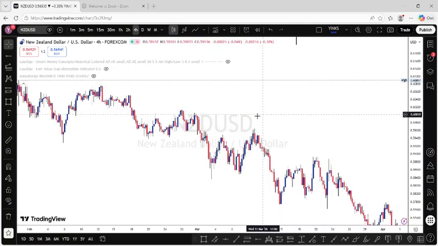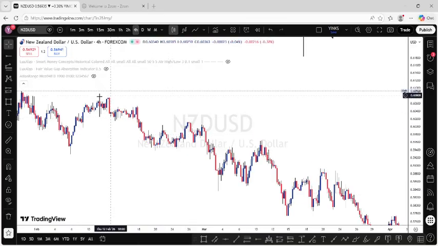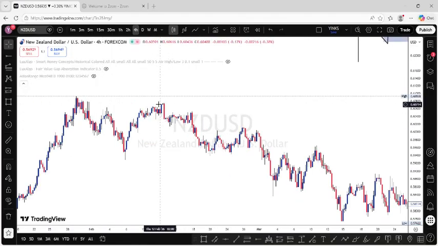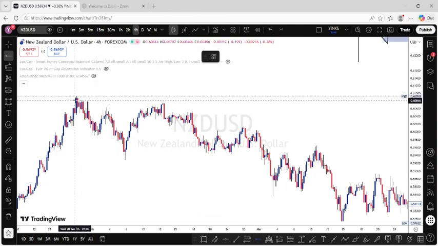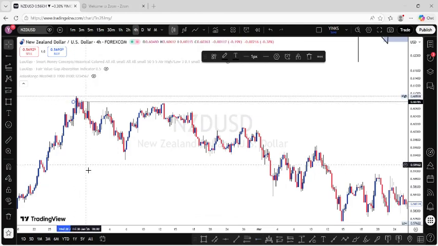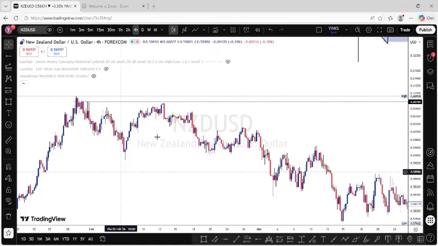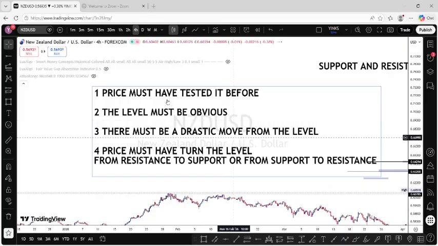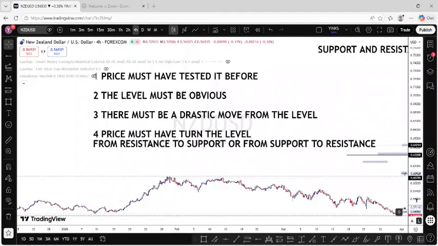Now, let's start with this level right here. Let's start with this first level right here. Clearly, this is what? A resistance level. Let's mark it out. Let's look out for the criteria to see if this level is what? A valid level. Good. Now, criteria 1. Price must have tested the level before. Now, let's check it out.